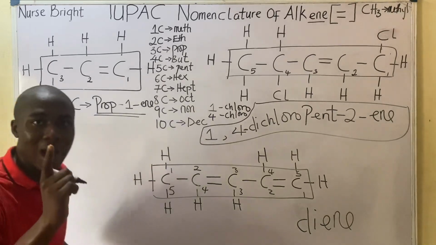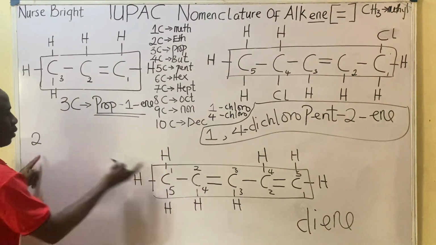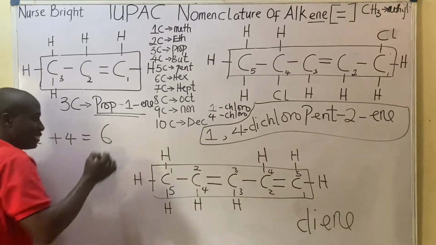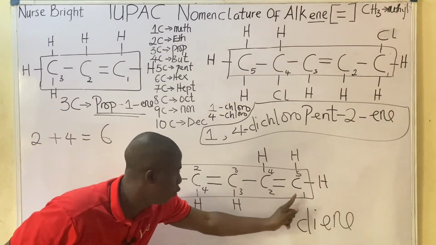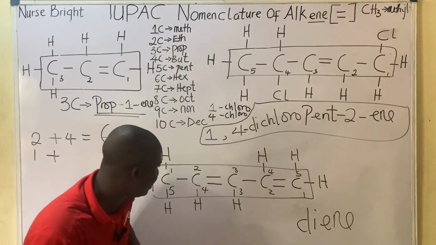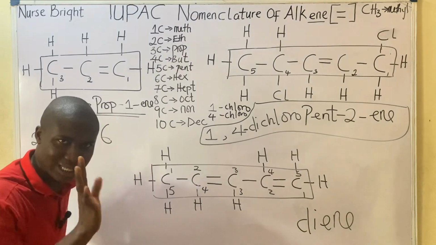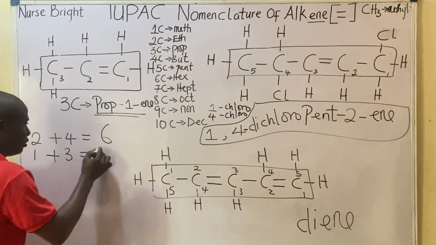In one of my videos on how to name alkanes, I explained that you have to add the numbers. So we had 2 here, and 4 here. So 2 plus 4, that is 6. So let's use this numbering. Between these guys, which one should it go to? Carbon 1 as well. So here should be 1 plus. Between these guys as well, which one should it go to? Carbon 3. I believe you understand what I'm doing. So here becomes 3. So here is 4.